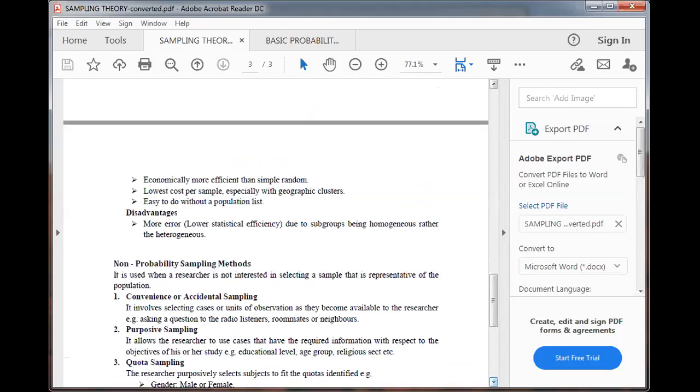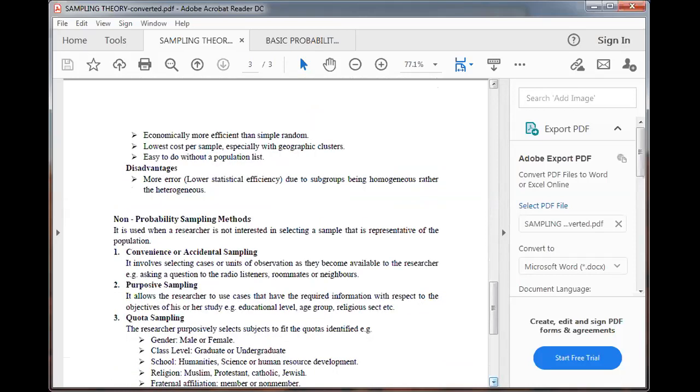And having done that, those are the methods that fall under the probability sampling technique. Then we have the non-probability sampling. Remember here again, I want to go back and remind you, with the probability sampling methods, everything is given the same chance of being selected. Every item has the same chance of being selected to be part of the sample.